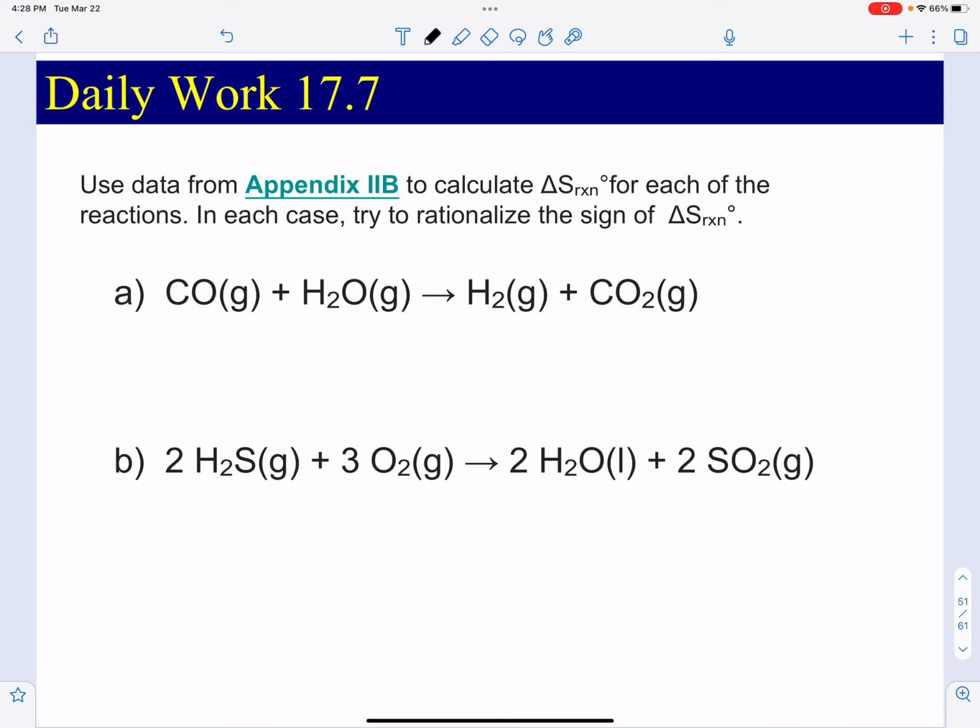So you should be able to do those two now using the appendix 2B in your book, and it's also in the packet that is posted on Canvas. And if for any reason you don't find some of these substances in the packet or in the book, go find it on the internet. But make sure that the units are the same.